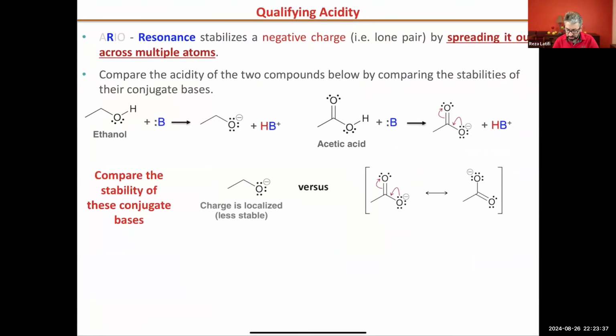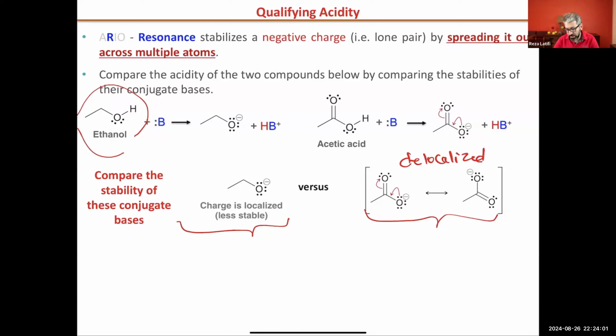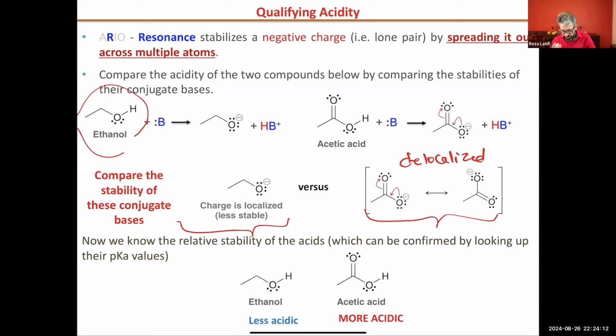Okay, and as you see, this one is not capable of forming any resonance structure, while acetic acid can generate two of them. We got two resonance structures, so our conjugate base will be more stable, versus this one, which is localized, and here you should say delocalized. The delocalized is more stable than localized, and that means acetic acid is more acidic than ethanol. Okay, so acetic acid is more acidic than ethanol.